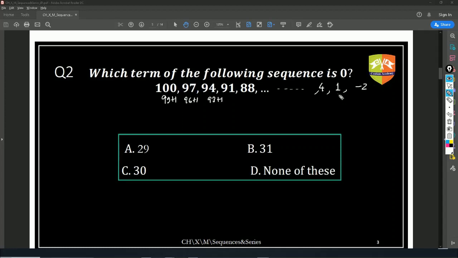Right? So after 1, there will be directly minus 2. There will not be any 0. So hence, none of these. Right? Is that okay? Understood by all? Okay. Here, give me Y if all of you understood. Okay, very good.